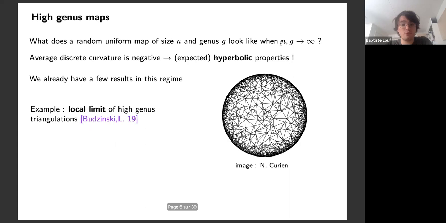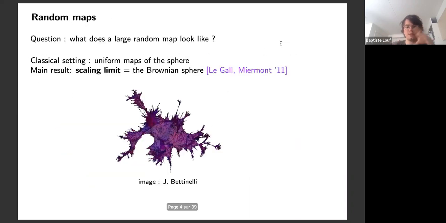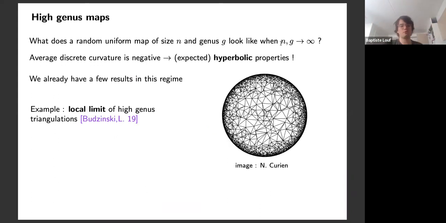And we already have a few results in this regime. One of them is due to Tomasz Budzinski and myself. We identified the local limit of the high genus triangulations. That's as opposed to the slide before, the scaling limit. The question you ask there is, what does your map look like from afar? And for the local limit, roughly speaking, you want to know what it looks like in the neighborhood of a given point. And the answer is, it looks like this.